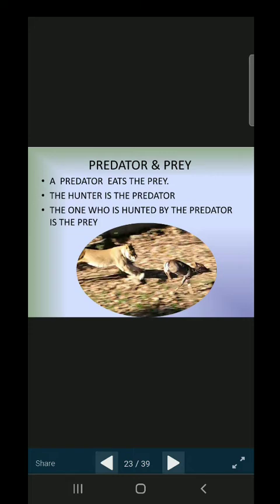Now, what is the relationship between the predator and the prey? A predator eats the prey. The hunter is the predator. Remember, the one who is hunted by the predator is known as the prey. So here the hunter, that means the predator, is the lion and the prey is the deer.